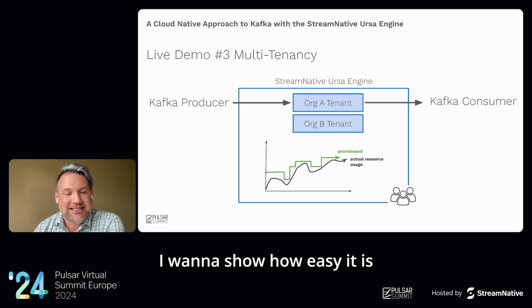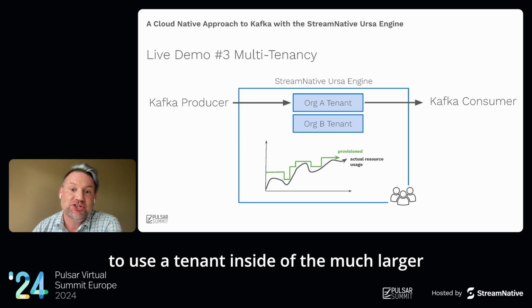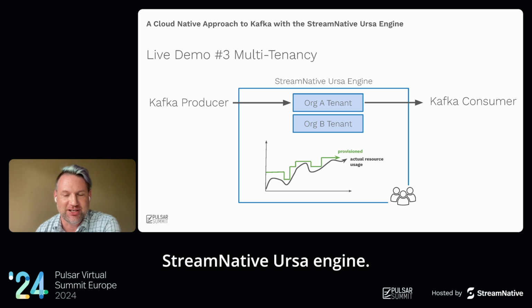I want to show how easy it is to switch over the Kafka producer to use a tenant inside of the much larger StreamNative Ursa engine.